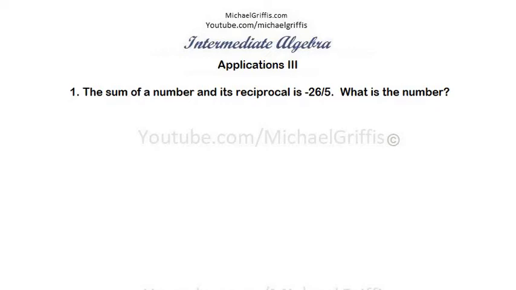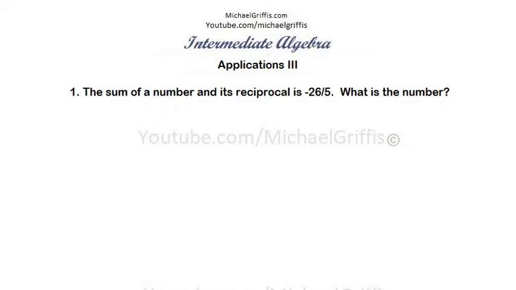Okay, and this will be the third section on applications. The first problem we've got here says the sum of a number and its reciprocal is negative 26 over 5. What is the number? I guess you could say 26 fifths. Okay, so we're going to write an equation, then we're going to solve for x.